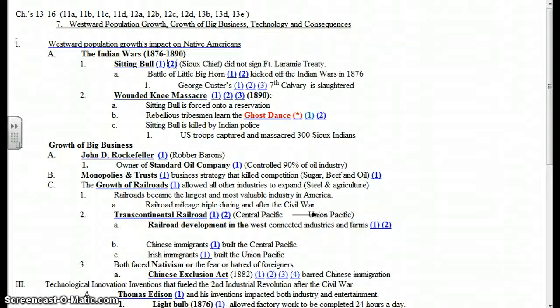Unit 7, Section 1, Westward Population Growth and its Impact on Native Americans.